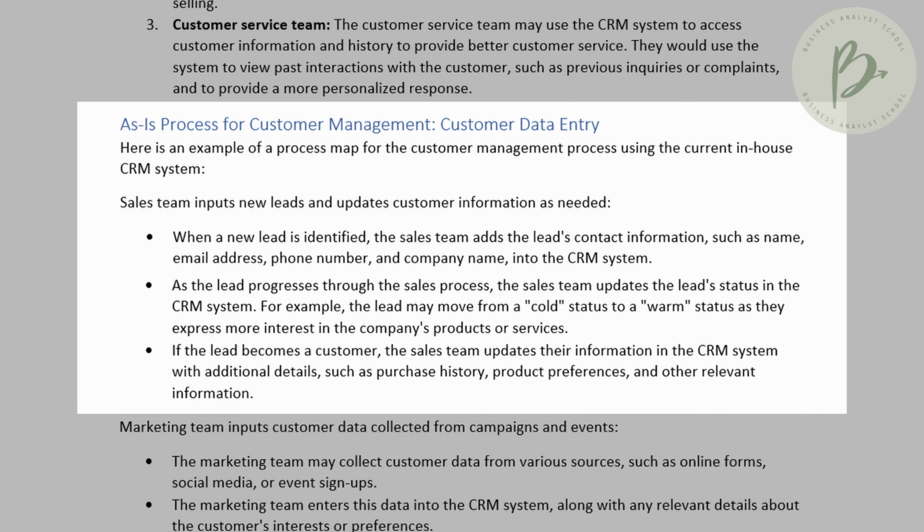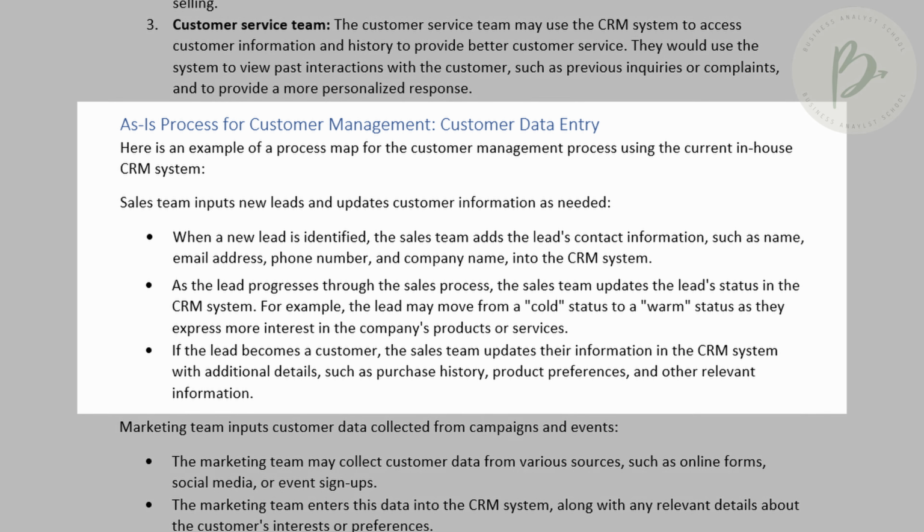They will add the lead's contact information onto the CRM system. There will be a specific area within the system, and the information they add will be like the name, the email address, the phone number, and the company name if the customer is from a company. They add this into the CRM, and then the lead goes through a sales process. The sales team will update the status in the system depending on the process. For example, they could have statuses like cold, warm or hot.